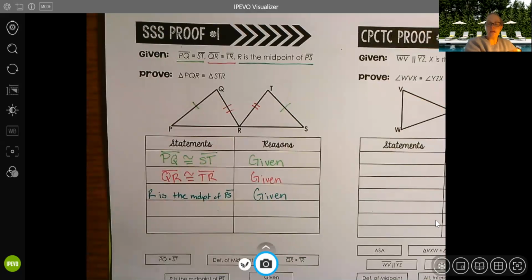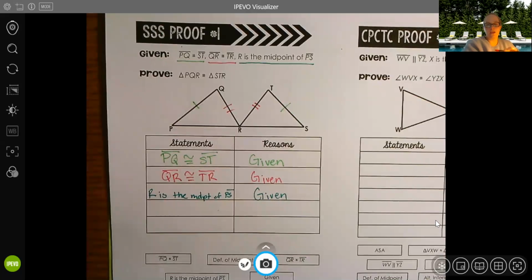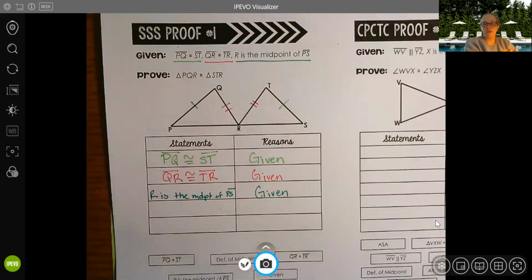And so then the last thing I want you to do, we're not going to fill the next step in. We're going to talk about that tomorrow. But the next thing I want us to practice is that we always will write the prove statement as our last statement. So you can do that without even solving the proof.